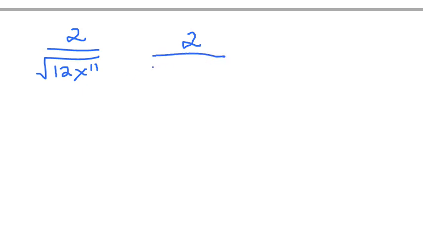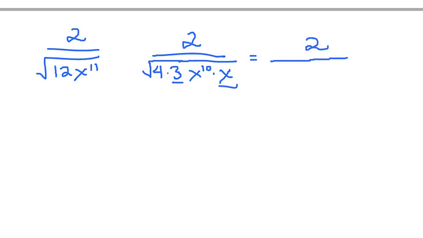Down here we're going to have, what all do we got here? For that square root of 12, I know that 4 times 3 is 12. Okay. And this, we're going to break this up as x to the 10th times x. Now what's going to remain under the radical is going to be the 3 and the x, because this is a perfect square. So let's go ahead and rewrite this.